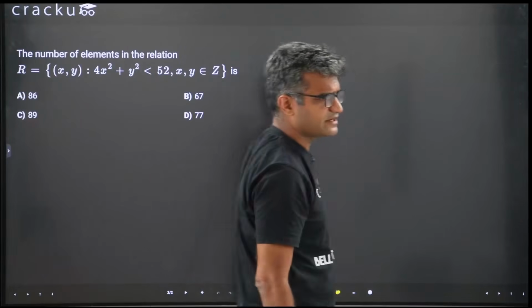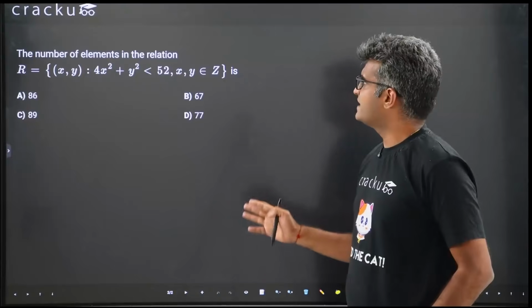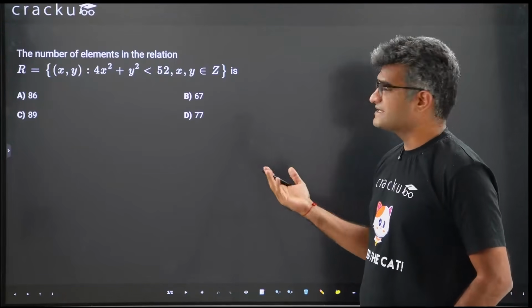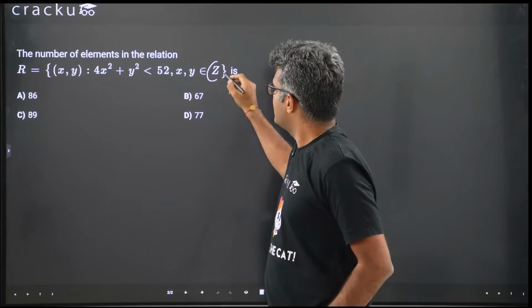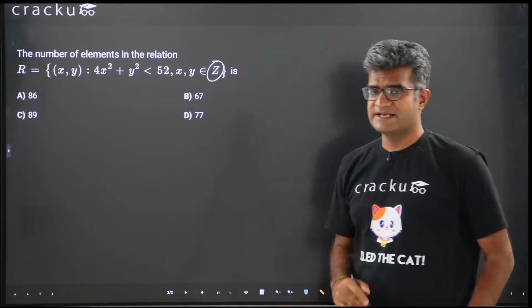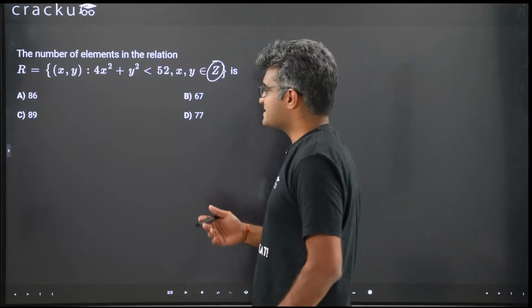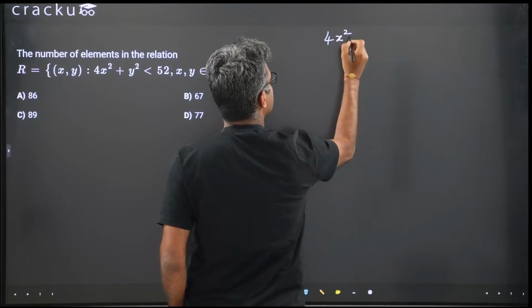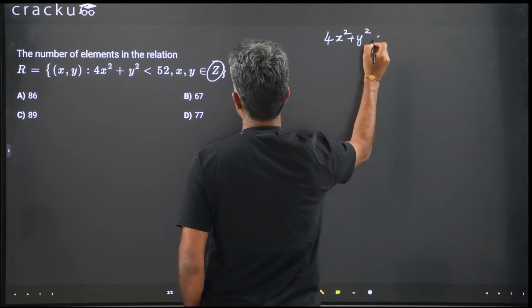In this question, we are given a set and we are asked to calculate the number of elements in that particular relationship, such that x and y are integers and 4x square plus y square is less than 52. So let us consider some cases. The inequality that we are looking for is 4x square plus y square is less than 52.